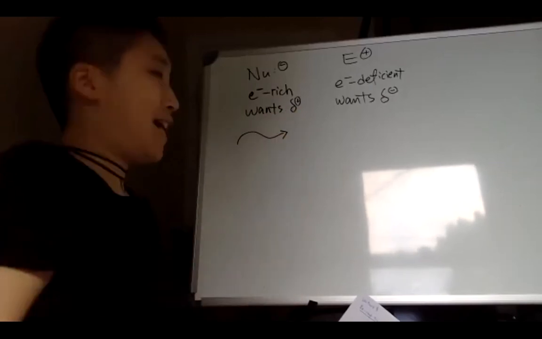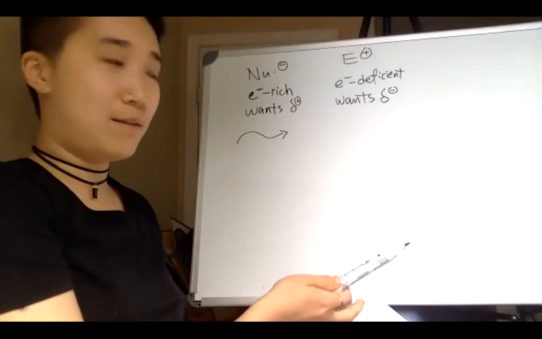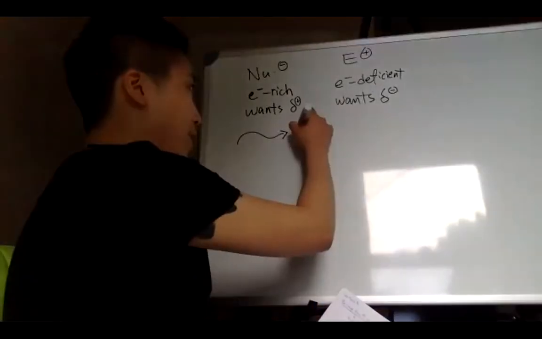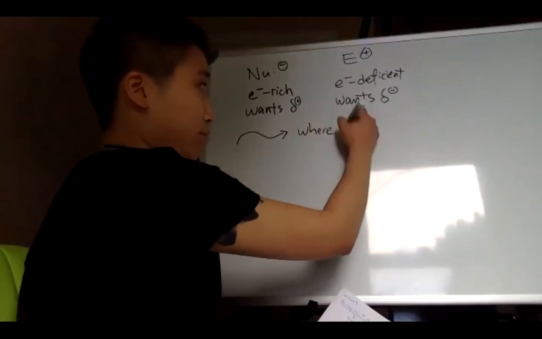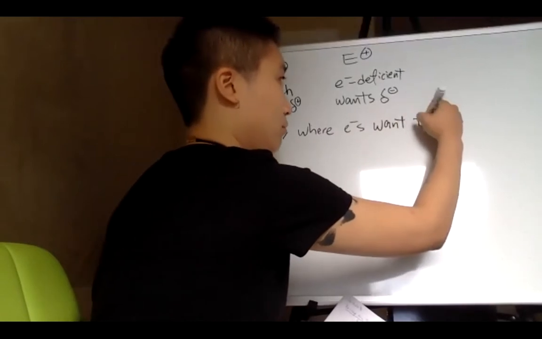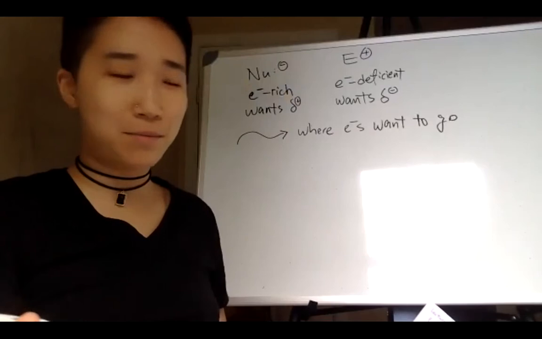So I know we just started learning to draw reaction mechanisms, and we use those curved arrows in illustrating the mechanisms. And the curved arrows always point toward where the electrons want to go. Okay, so enough theory talk. We're going to do some practice problems.